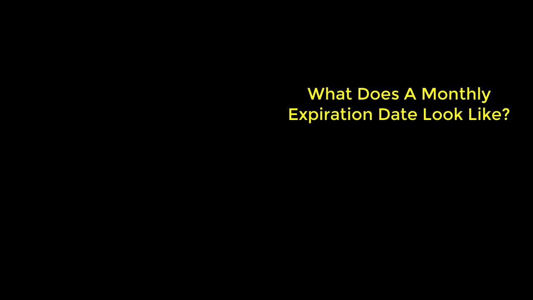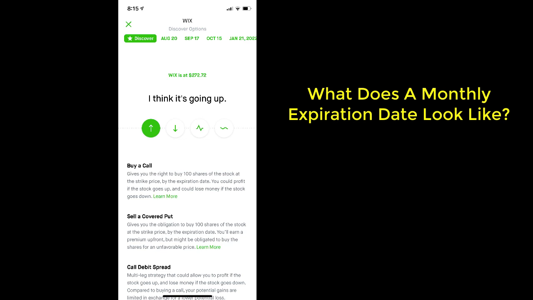Now, for completeness' sake, let me show you what a monthly expiration date looks like on an option chain. Here are the option choices for Wix Corporation, stock symbol WIX. As you can see from the available choices in the option chain, only expiration dates 1 month apart are available. This next example is for JetBlue, stock symbol JBLU. Just like the previous example, the expiration dates are spaced out 1 month apart.